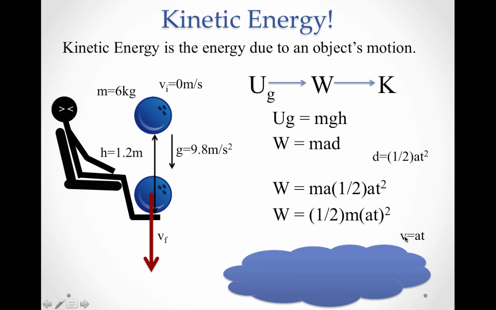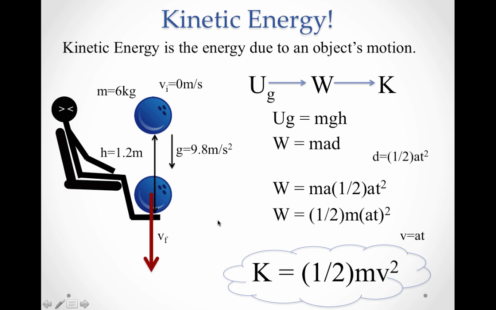And recall that v is equal to at. So if we plug in for the (at) squared here, we plug in a v right here, we will get our final equation for kinetic energy, and it is: kinetic energy is equal to 1/2 times the mass times the velocity squared. And that's our kinetic energy equation.